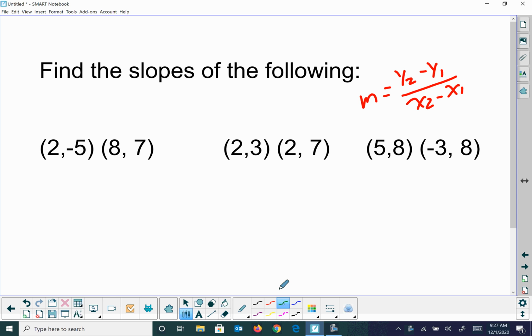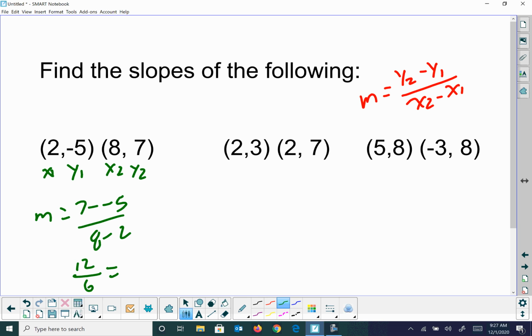And remember, I told you, I think in my experience, that if we label them, then you just plug in to the equation. So you get 7 minus 5, 8 minus 2. 7 minus 5 is 12 over 6. So that reduces to 2. So we have a slope of 2. Okay, and we're just finding the slopes right now.